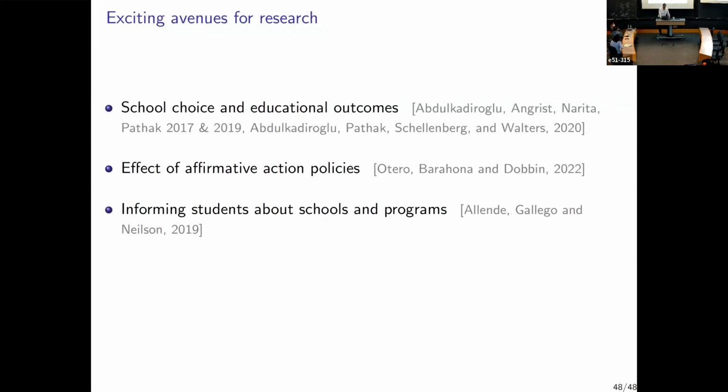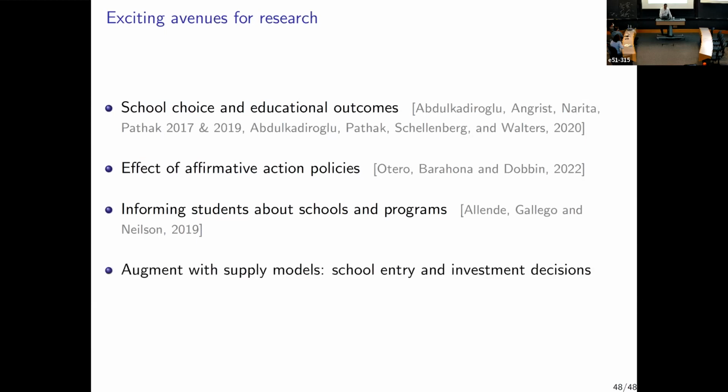There are papers about informational interventions where you tell students about the programs and about the characteristics of the programs, and you evaluate how they make choices afterwards. This is a paper by Allende, Gallego, and Neilson, 2019. And also, you can think about augmenting models of demand for schools with a model of supply, where schools decide to enter, to include some programs, some extracurricular activities, and so forth, and see how that affects demand, and whether that is something that the parents would value, for example.